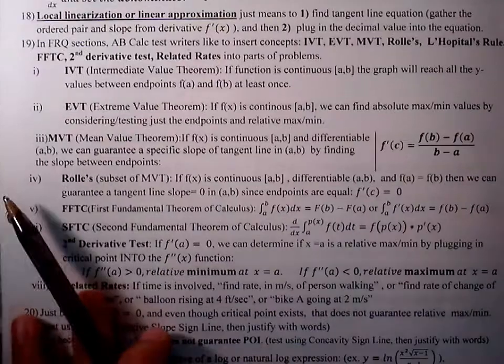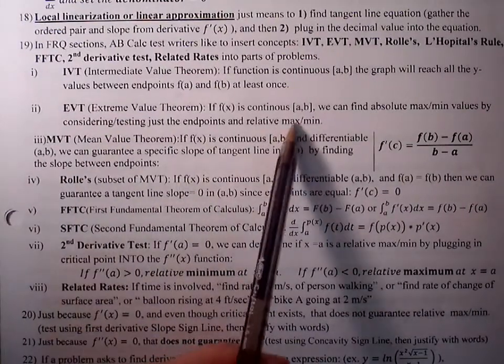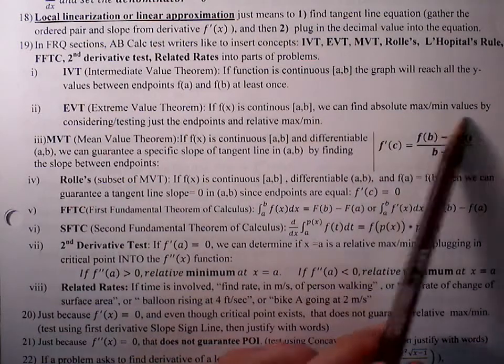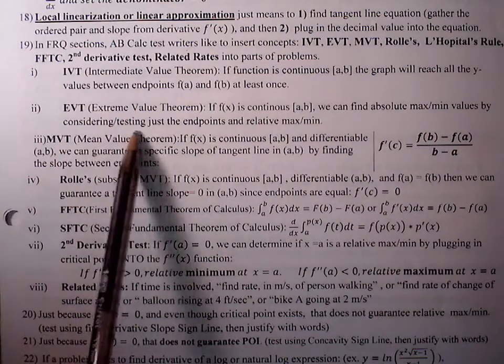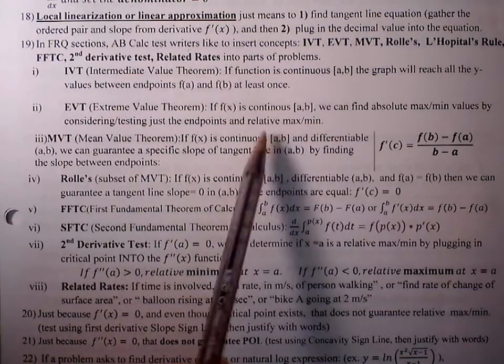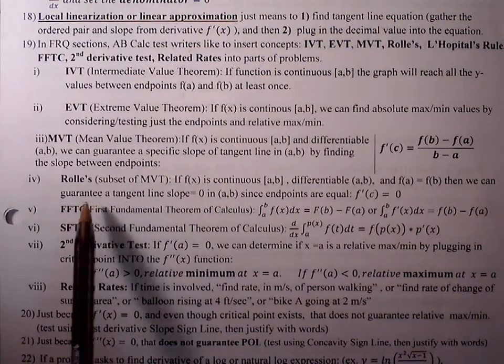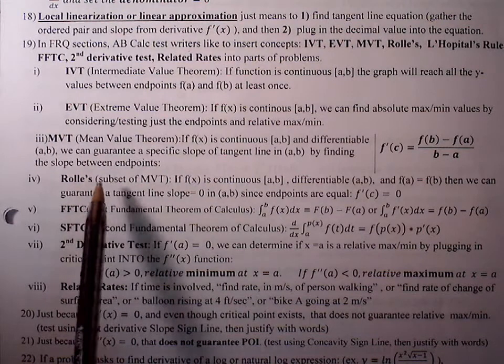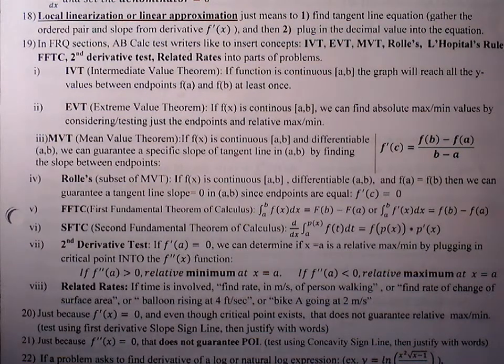The extreme value theorem says that if a function is continuous, we can find the absolute max and absolute min by considering and testing just the endpoints and relative maxes and relative mins. All right. Mean value theorem and Rolle's theorem are very similar. They are kind of the same. Rolle's theorem is just a more specific version of the mean value theorem.